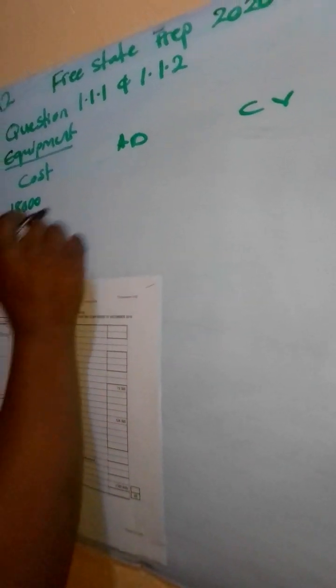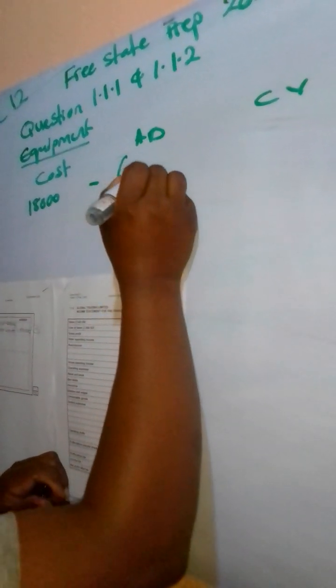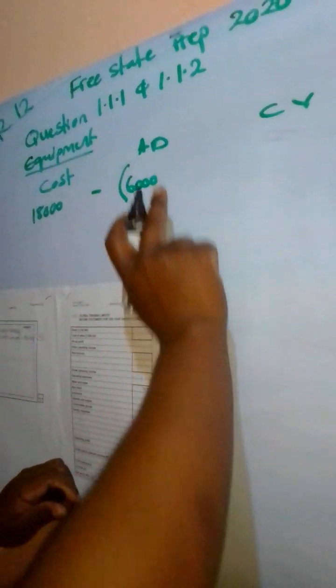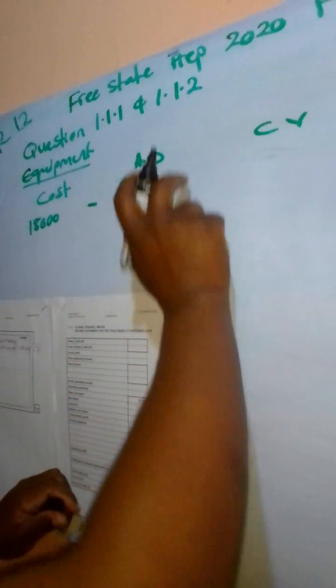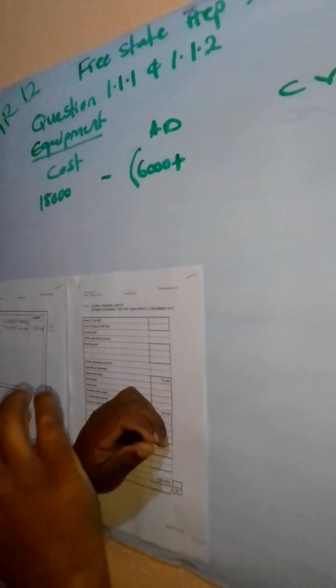Okay, so the cost price is 18,000. We are supposed to minus the accumulated depreciation. We are given that the accumulated depreciation at the beginning of the year was 6,000, but we also need the depreciation up to the time the asset was sold, so that we can know the total accumulated depreciation for the asset that was sold. So here I'm going to say plus, we need to calculate the accumulated depreciation.